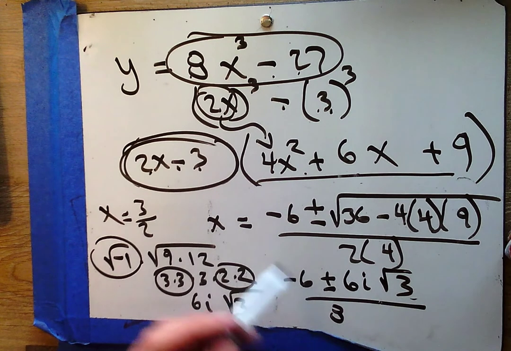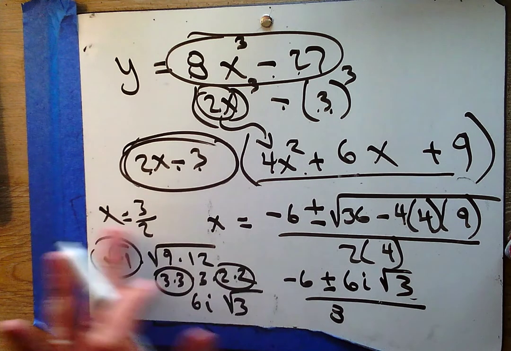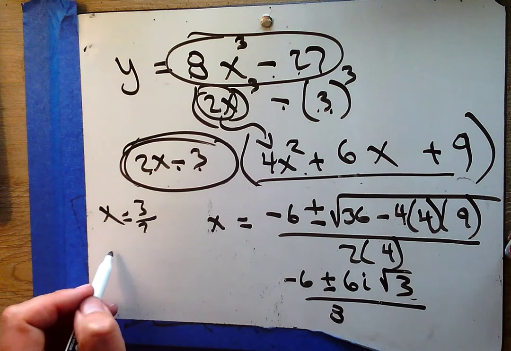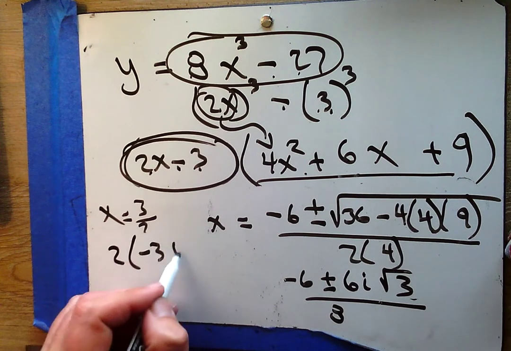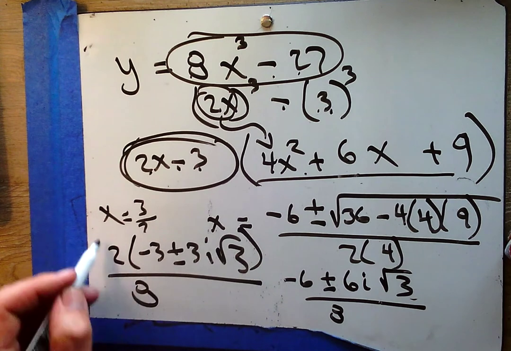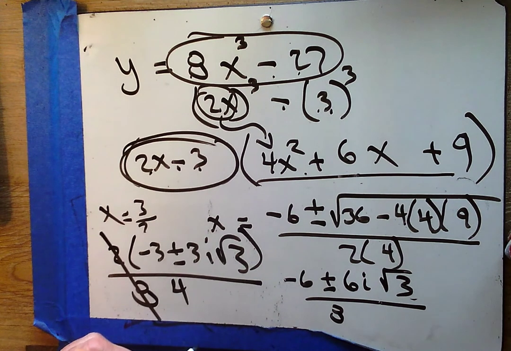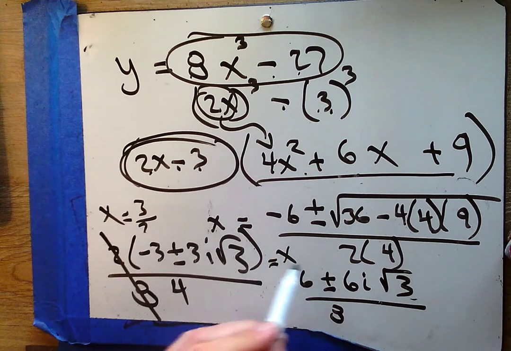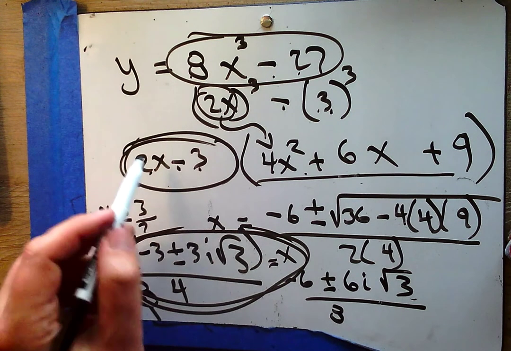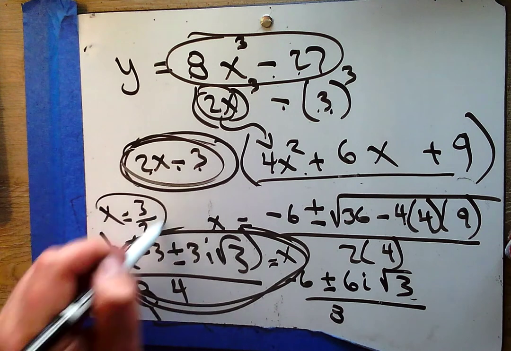Now, can I cancel out a 2 this way? No, you can take out a 2 from everything, but it has to come out from everything. So negative 3 plus and minus 3i root 3 all over 8. These cancel, leaving me 4. So what are all my zeros? Well, I'm sorry, complex roots. So here are 2 of them. And here's the third one.